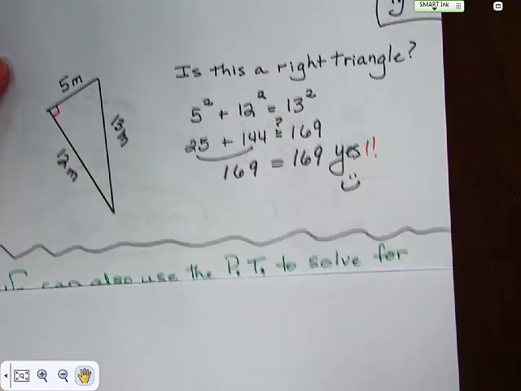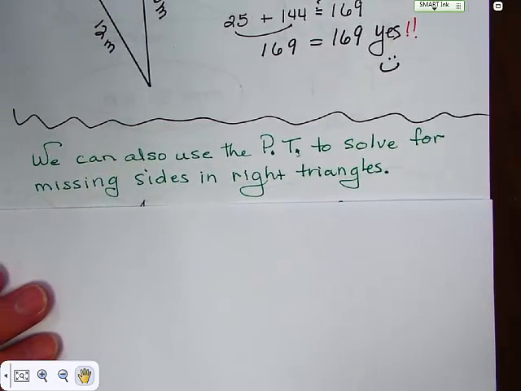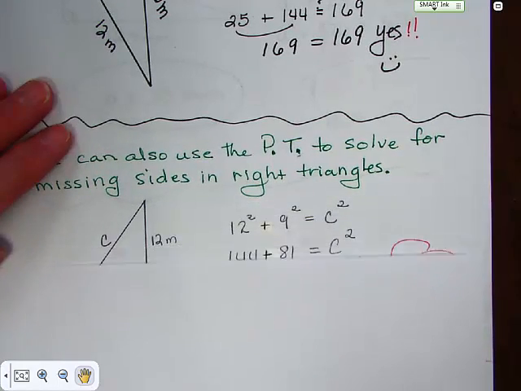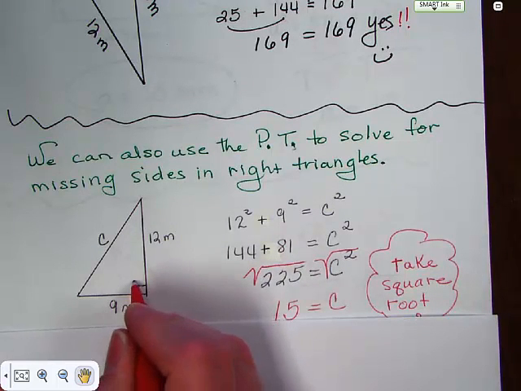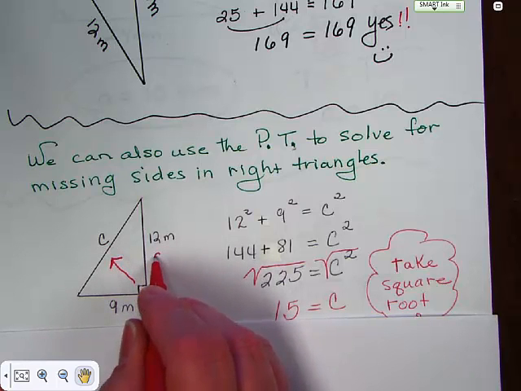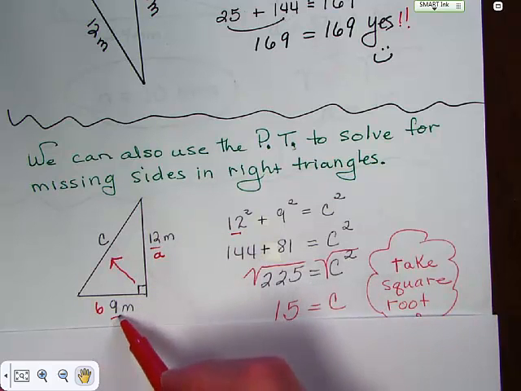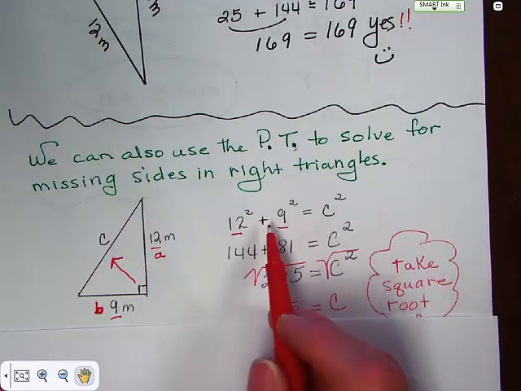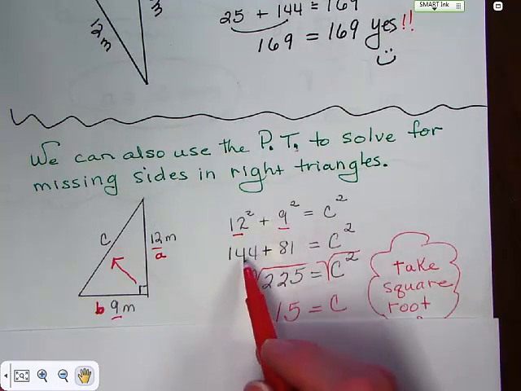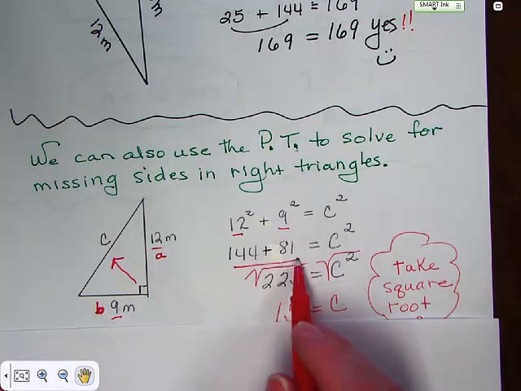Okay? Going down. We can also use the Pythagorean theorem to solve for missing sides in right triangles. For instance, here is a right triangle with a missing side. So this is our C because it's across from the right angle. And we'll use this as A and this is B. So 12 squared plus 9 squared. This is B, not 9, okay? And this C we don't know. So 144 plus 81 equals C squared. Add these two together, you get 225.